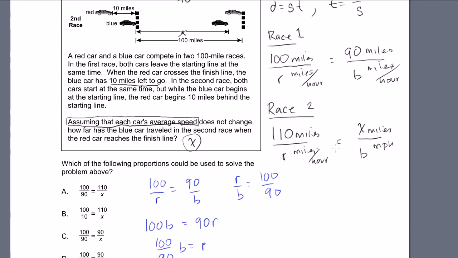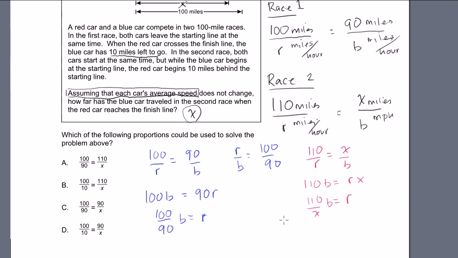Now, can we do the same thing here? Let me do this in red. So here, if we cross multiply, from race 2, we have 110 over r is equal to x over b. If we cross-multiply, we get 110b is equal to rx. And then if we divide both sides by x, we get 110 over x, b is equal to r. And then if we divide both sides by b, we get 110 over x is equal to r over b. That's the information that the second race gave us.